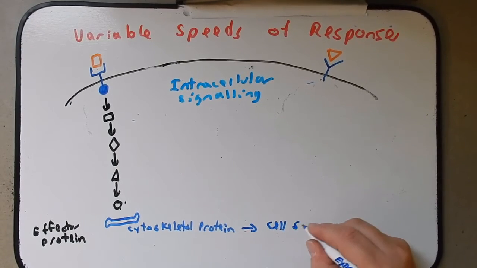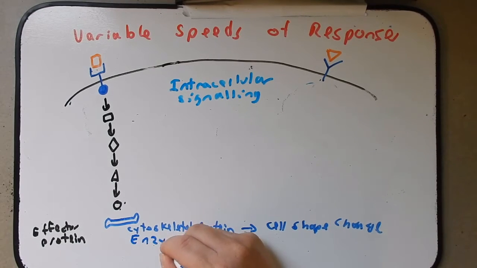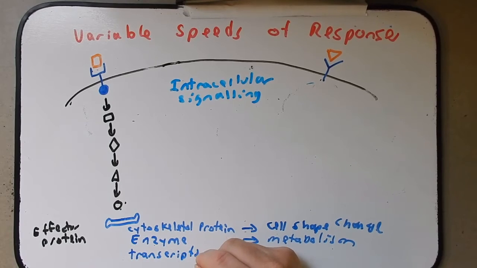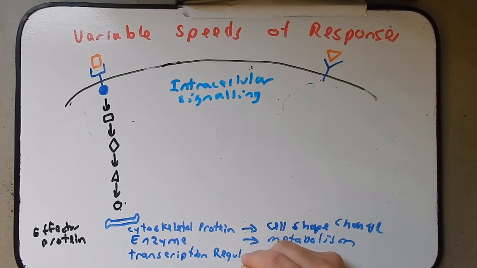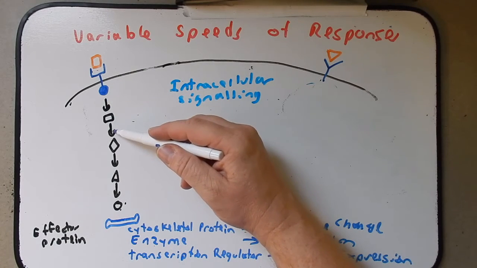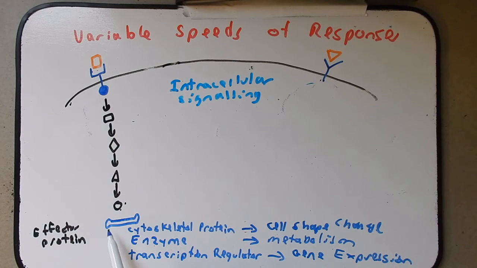Maybe it will change the shape or activate a cytoskeletal protein, which will give you a response of, say, cell shape change. Maybe this effector protein is an enzyme, and that's going to change the cell's metabolism. Maybe this effector protein is a transcription regulator, and that's going to change gene expression. So we have a signal that binds to the receptor, causing this chain of events of signaling downstream molecules to ultimately change an effector protein, and depending on what that effector protein is, it can have variable responses.